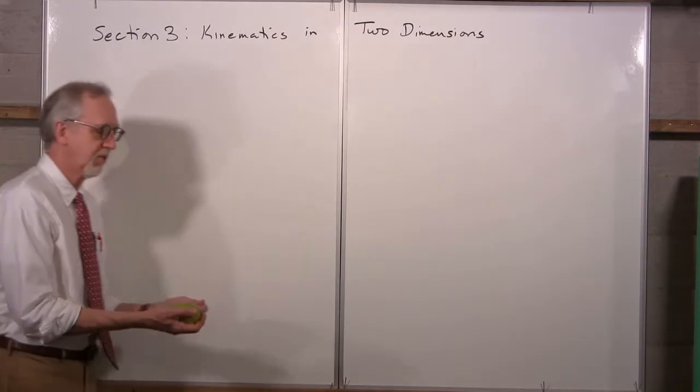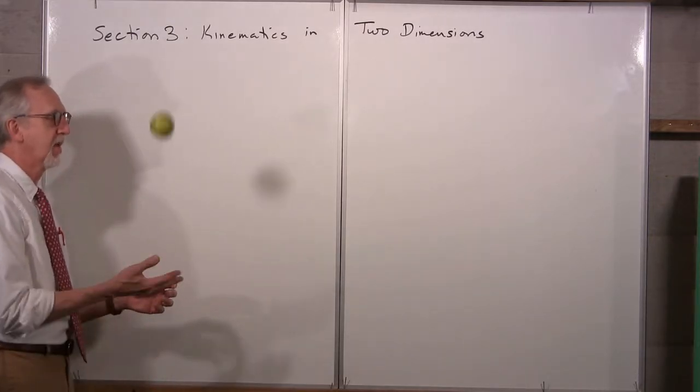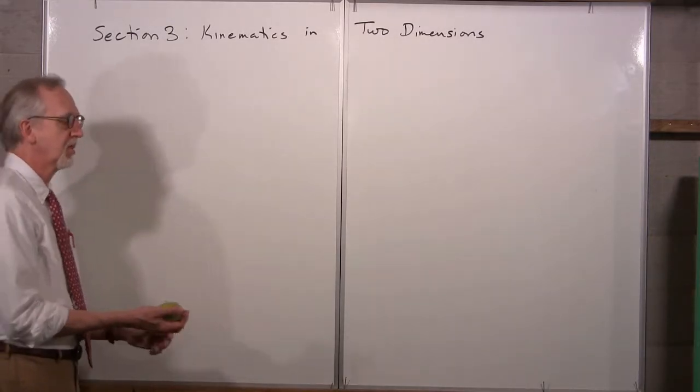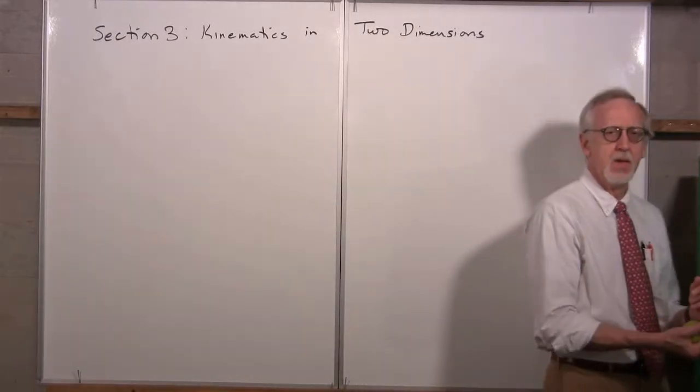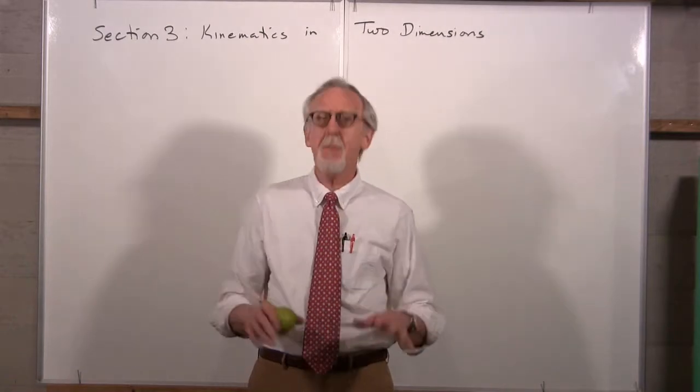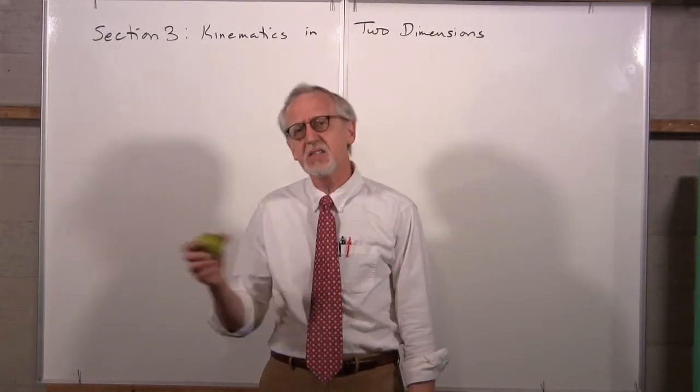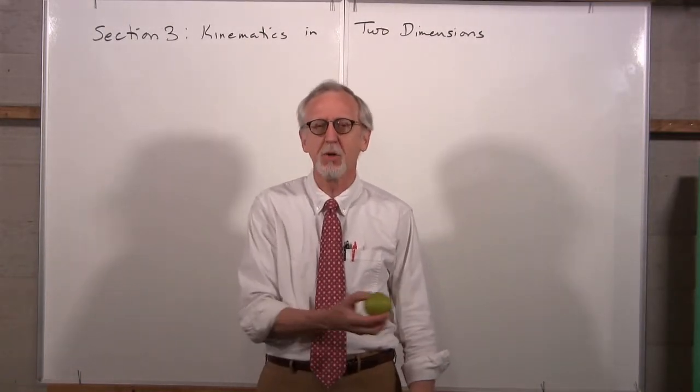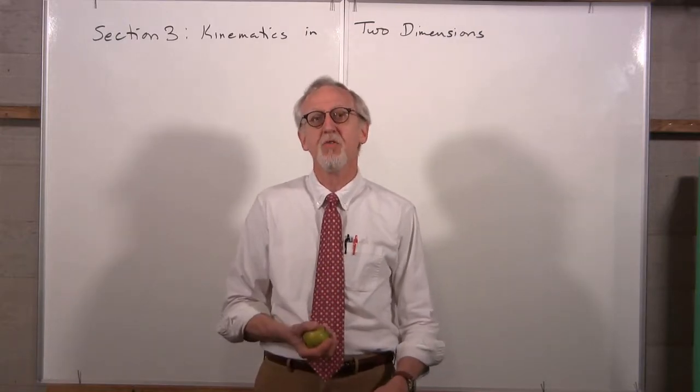So let's do that. All I'm going to do is toss it up and down like this, but I'm going to be moving horizontally at the same time. So we can see that we can separate those two motions. We can separate the uniform horizontal motion, and then we can separate the vertical motion.